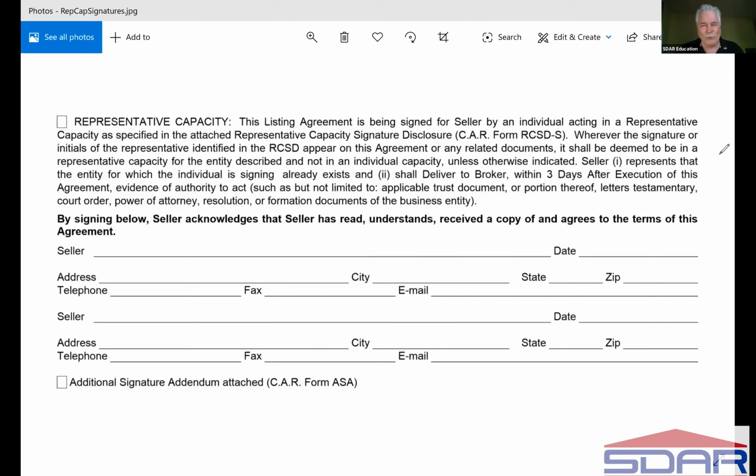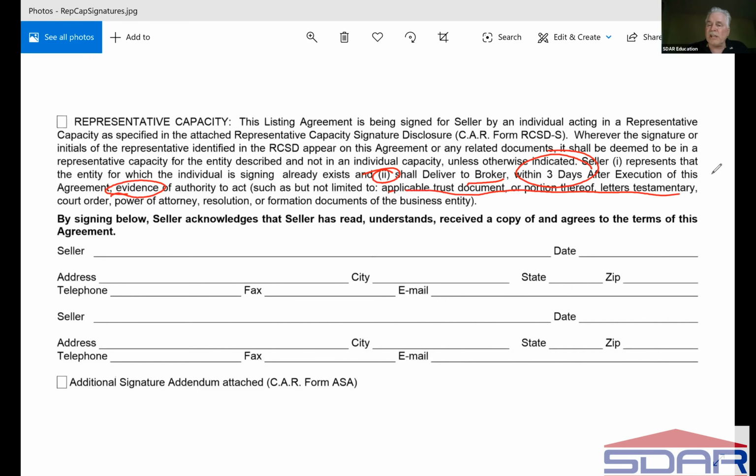And especially, folks, if you know, then you definitely don't want to be a co-conspirator of that discussion, okay? So, all right, number one, that the entity exists. Number two, shall deliver to the broker, because remember, this is the listing agreement. The only person who's going to see this stuff is going to be you, the broker, or you, the agent for the broker, and the seller, okay, shall deliver to the broker within 3 days after execution. So after 3 days after signing all of this stuff, okay, I need evidence of authority to act, such as, but not limited to, it could be any of these things, okay?